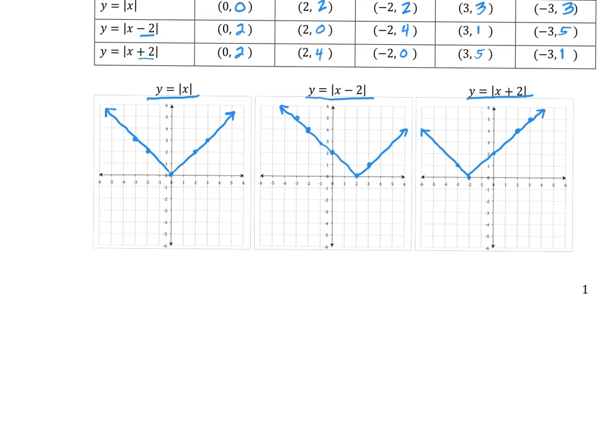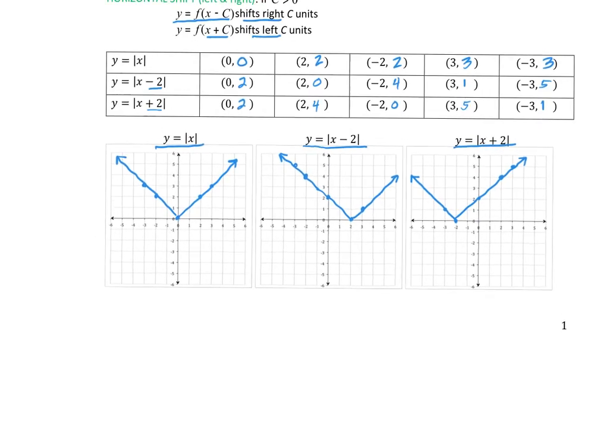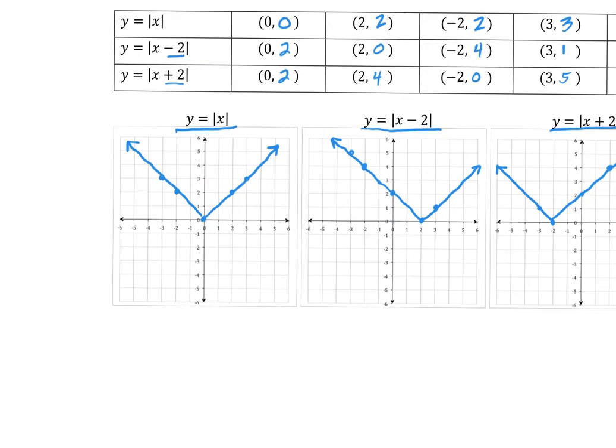So let's go back to our parent graph and then just use the transformation instead of plotting points. So I have some key points here. If I was going to graph y equal to the absolute value of x minus 2, that would be 2 units right. So I'm just going to take my points and move them over 2 units to the right.